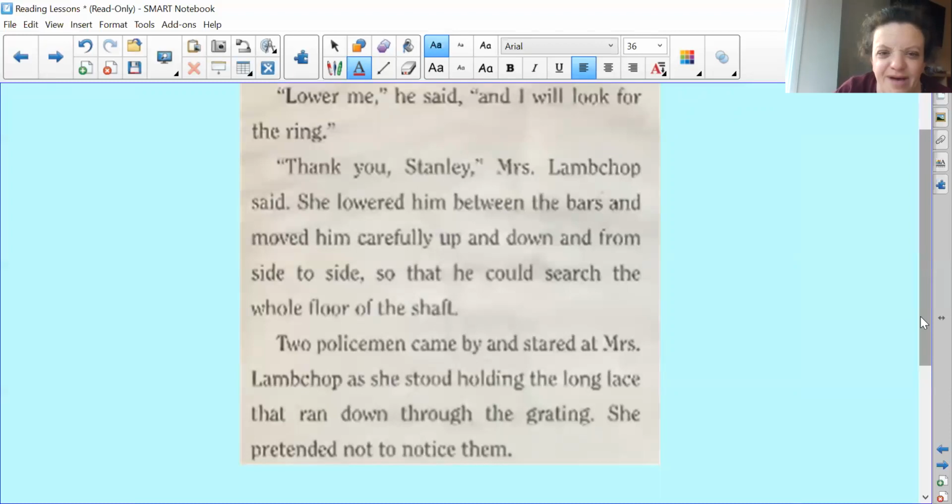Two policemen came by and stared at Mrs. Lambchop as she stood holding the long lace that ran down through the grating. Does anyone know what the grating is? Pause if you need to. So the grating are like the bars that go across the drain, and then down underneath we've got the shaft, okay? She pretended not to notice them. What does pretend mean? And what does notice mean? What does that mean if she's pretending not to notice them?